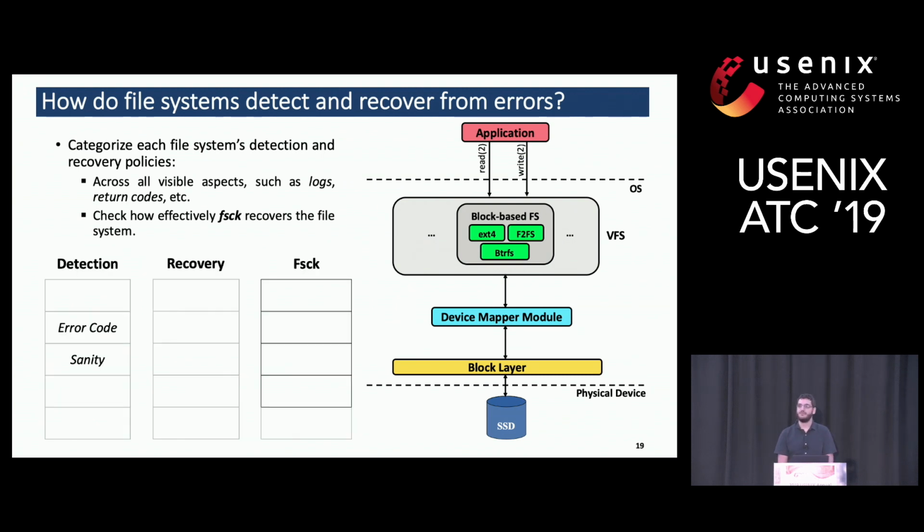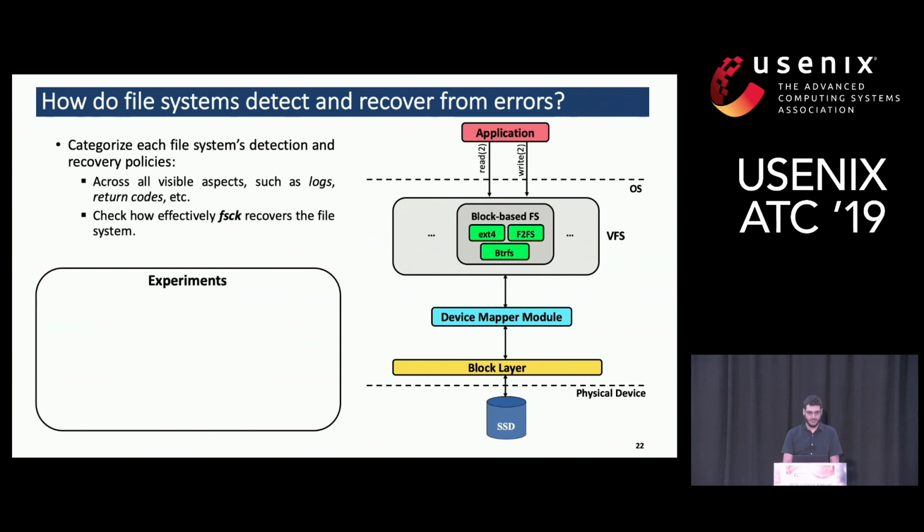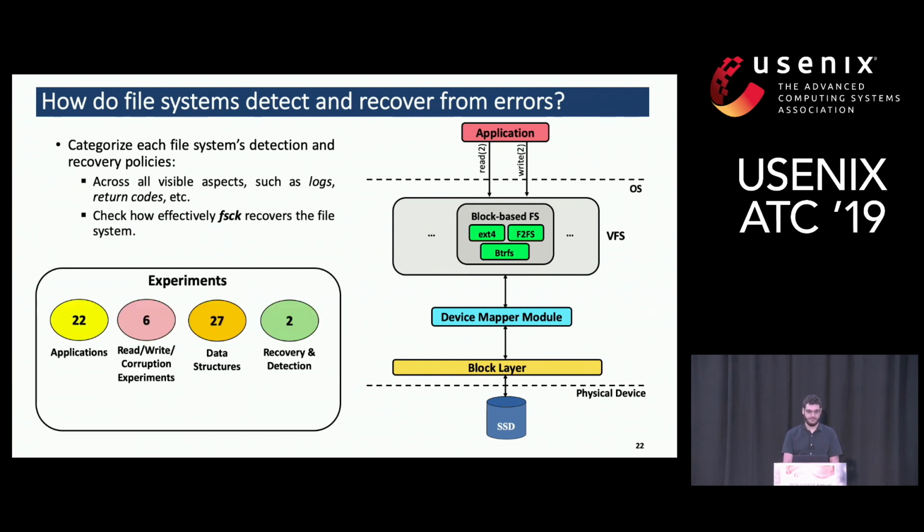We have several recovery and detection levels, along with a few additional categories that pertain to file system checkers. For instance, error detection at the file system level can take place via error codes or by sanity checking the return block, while recovery can take place by retrying the operation or by propagating the error to the upper layer. We refer you to our paper for the complete taxonomy used in our study. In our experiments, we considered different applications, data structures, and modes, exploring over 7,000 test cases in total.